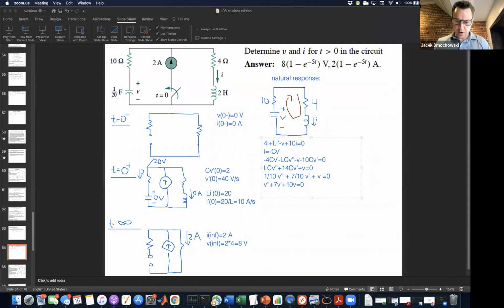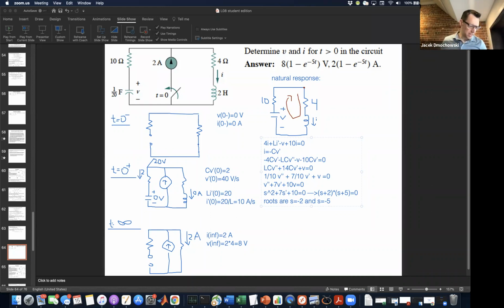Now my two roots are, so the roots of this polynomial. If you write this as s squared plus 7s plus 10 is equal to 0, we have that (s plus 2) times (s plus 5) is equal to 0. And so our roots are s equals -2 and s equals -5.